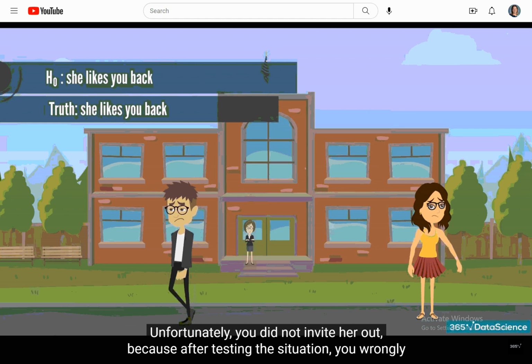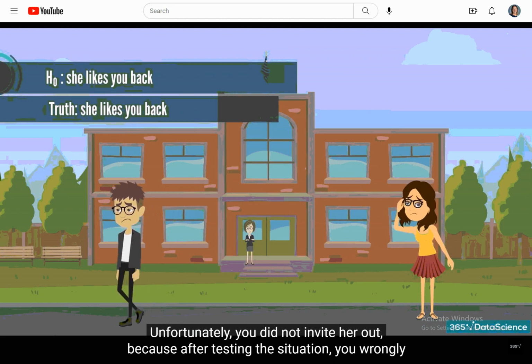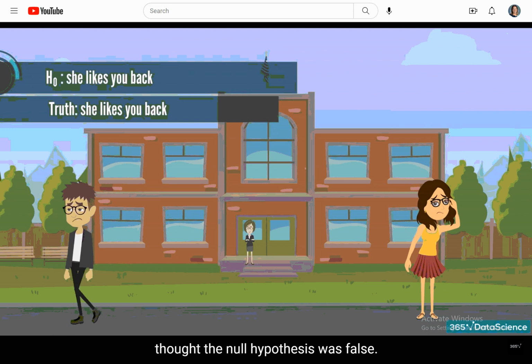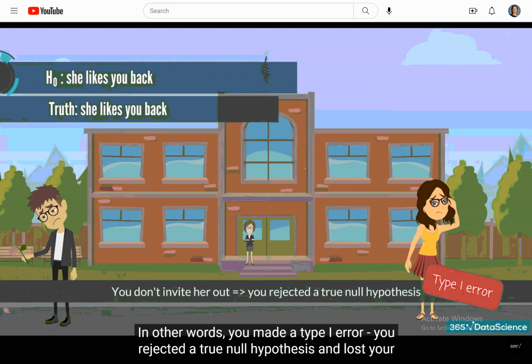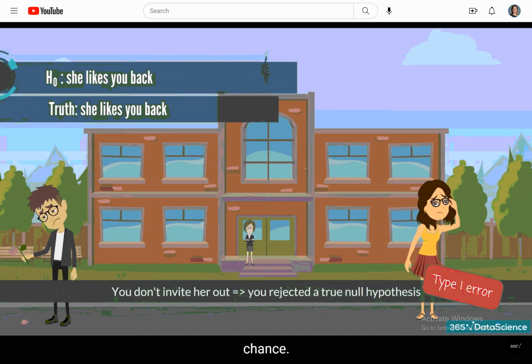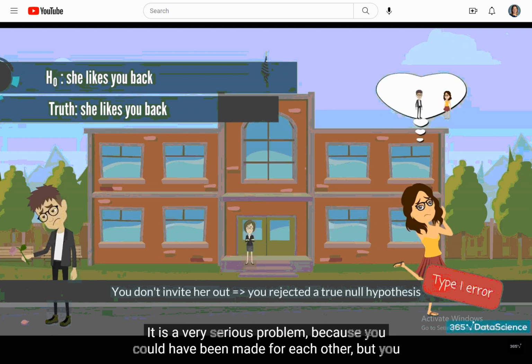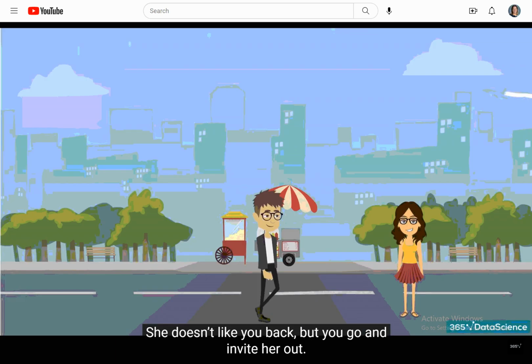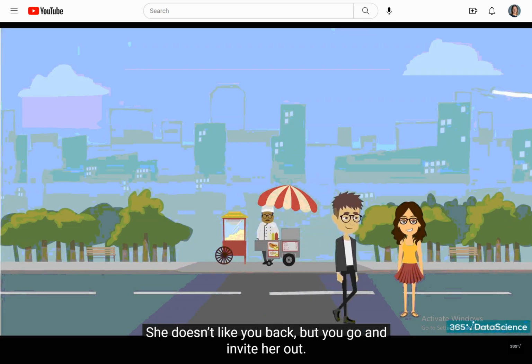Unfortunately, you did not invite her out because after testing the situation, you wrongly thought the null hypothesis was false. In other words, you rejected a true null hypothesis and lost your chance. It is a very serious problem because you could have been made for each other, but you didn't even try. Now, imagine another situation. She doesn't like you back, but you go and invite her out.